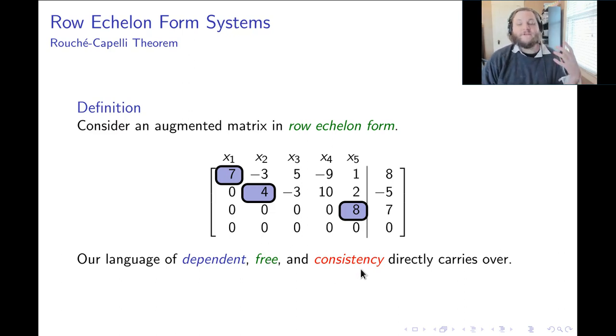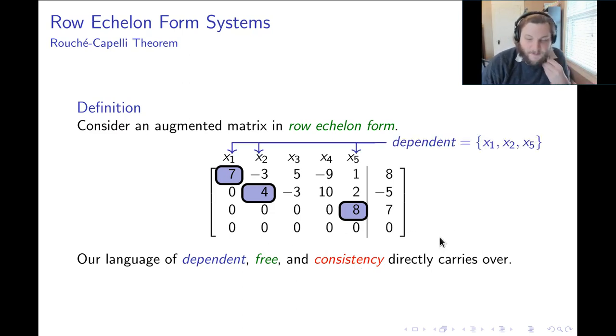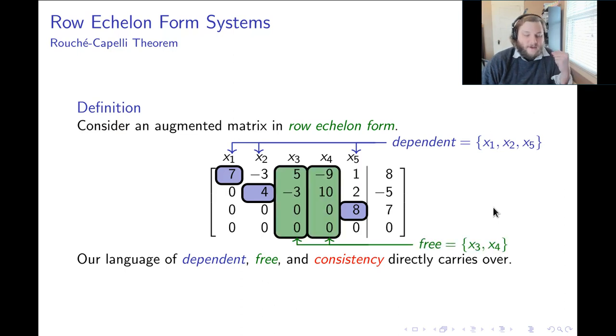And our language of consistency also carries over. So in this example, the dependent variables would be x1, x2, and x5, because those are the variables that occur in pivot columns. And the variables in non-pivot columns are the free variables, and that's, in this example, x3 and x4.